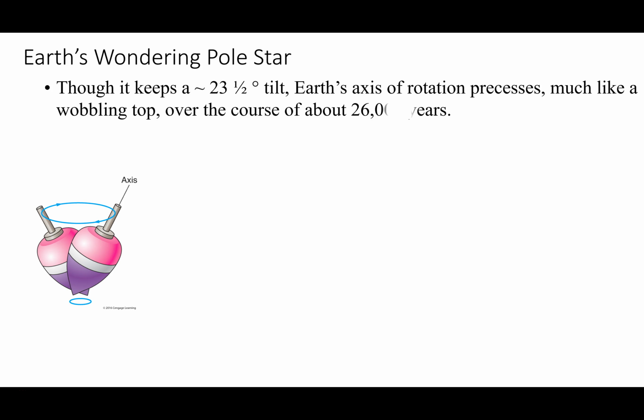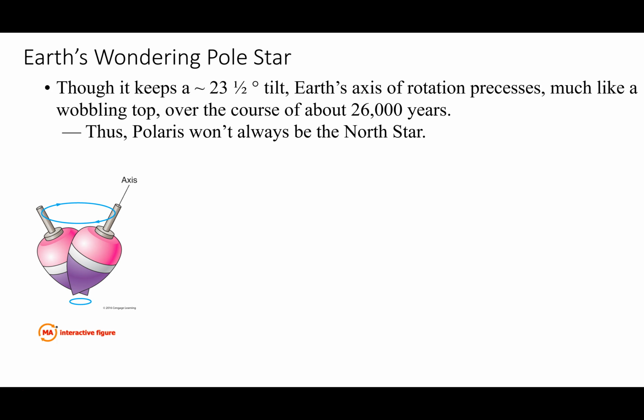But it's a long period of time. Unlike tops, when they do this, it's the beginning of the end, and they're going to topple over. Well, the Earth's not like that. It's not going to topple over. But it does take 26,000 years to complete one circle. So Polaris hasn't always and won't always be the North Star.